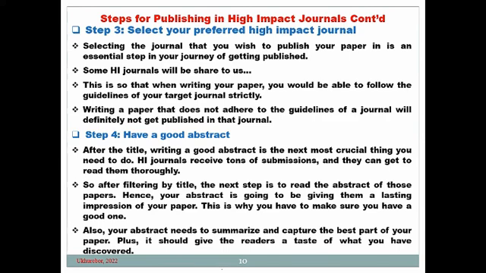So after filtering by title, the next step a journal takes is to read the abstract of those papers. Your abstract will give them a lasting impression about the work you have done. Most editors will not have time to read all your work. When they see the title, they read the abstract, and they know there will be something good here. This is why you have to make sure you have a good one.